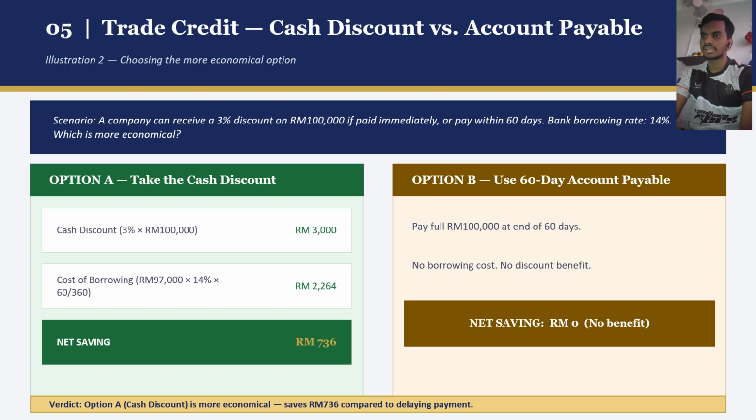Option B, use 60 days of account payable: pay the full 100K at the end of the 60 days. There is no borrowing cost and no discount benefit, so the net saving is 0, no benefits. Verdict: Option A, the cash discount, is more economical. It saves 736 compared to the delayed payment.